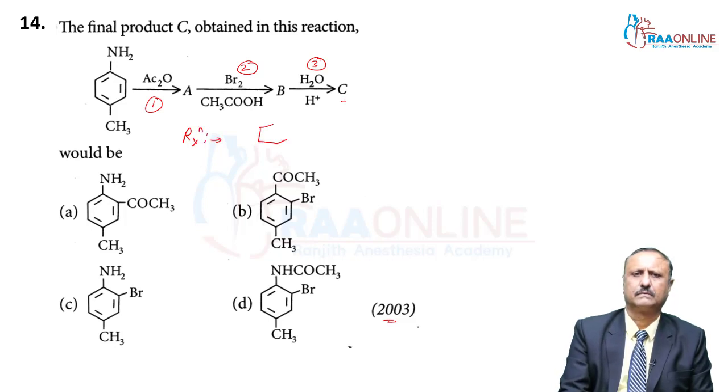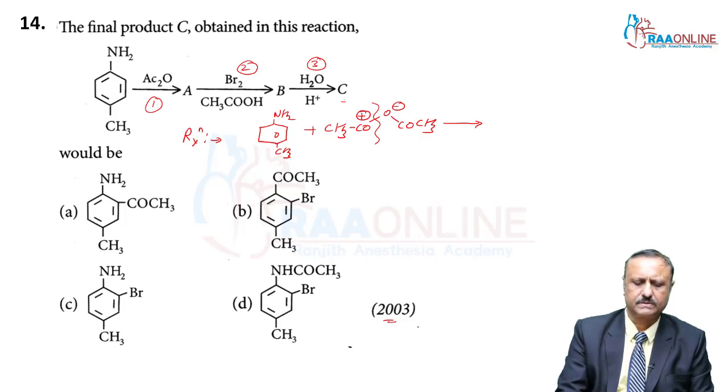Here, when this NH2 group reacts with acetic anhydride, CH3CO-O-CO-CH3, then you can see the acetate ions and acylium ions are present. My dear students, in this, the hydrogen atom is replaced by the acetate ion and forms acetic acid.